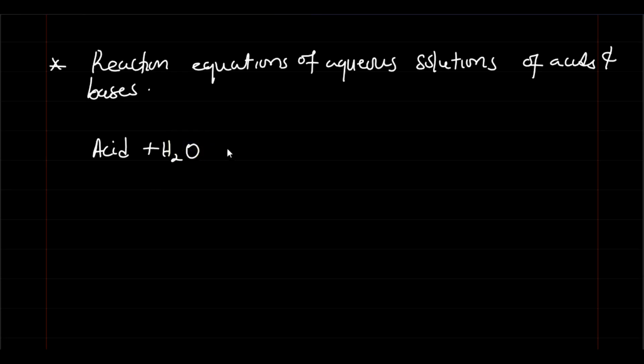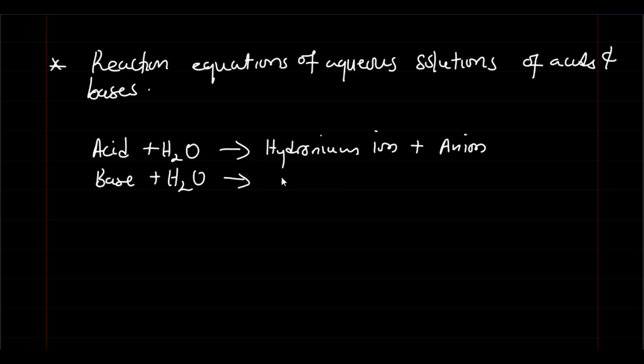What do we get when we react an acid plus water? We get a hydronium ion plus what? The negative ion of the acid, the anion. And then what happens when we react a base with water? When we react a base with water, what do we get? We get a hydroxide ion, plus what? A cation. What is a cation? A cation is a positive charge. Plus a cation.